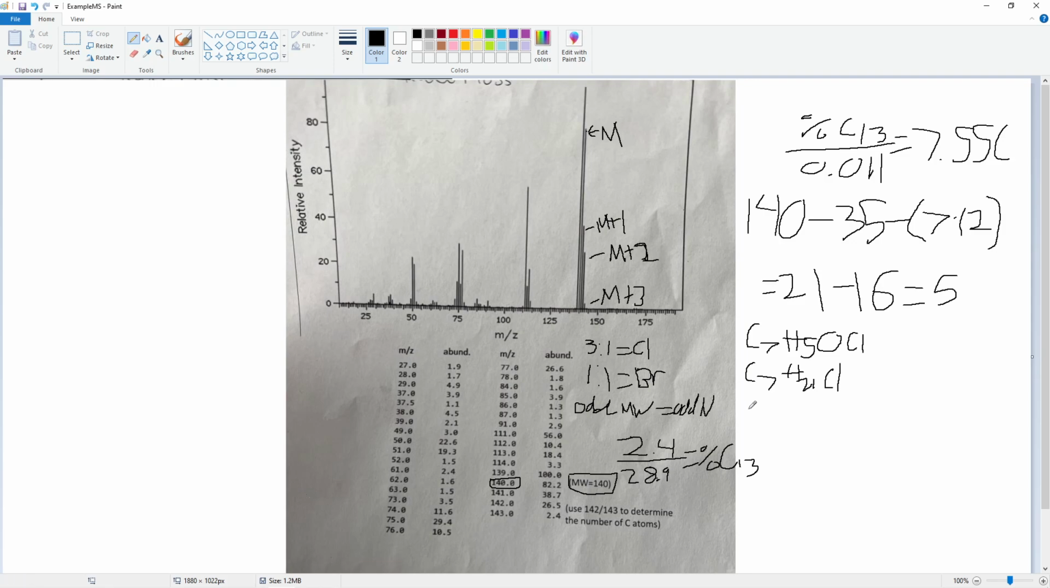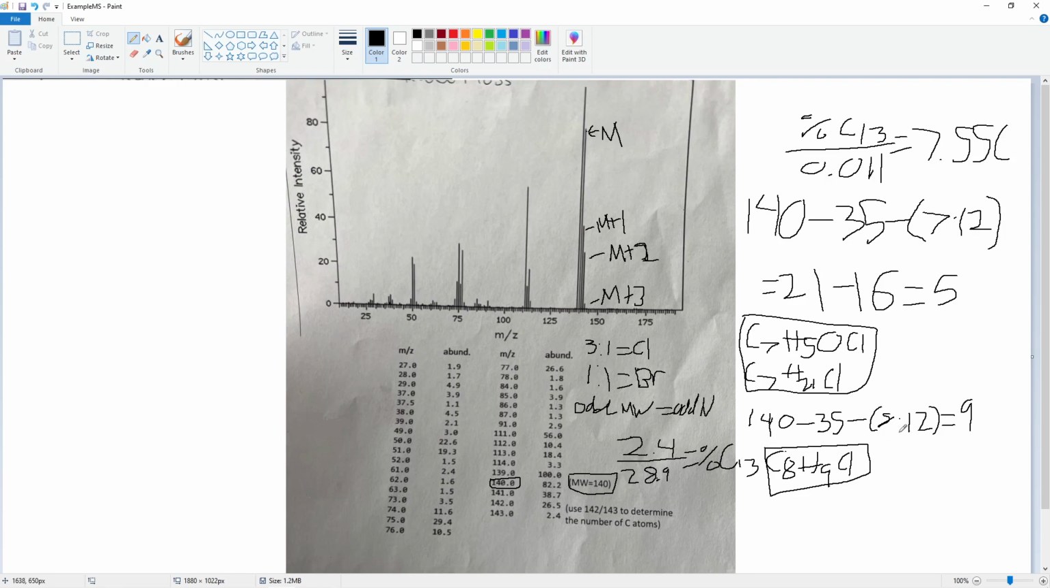For 8 carbons, it's the same idea. 140 minus 35 minus 8 times 12 is equal to 9. So that leaves us with only hydrogens. So you have C8H9Cl. So these are the 3 possible chemical formulas that are close to what we've calculated.